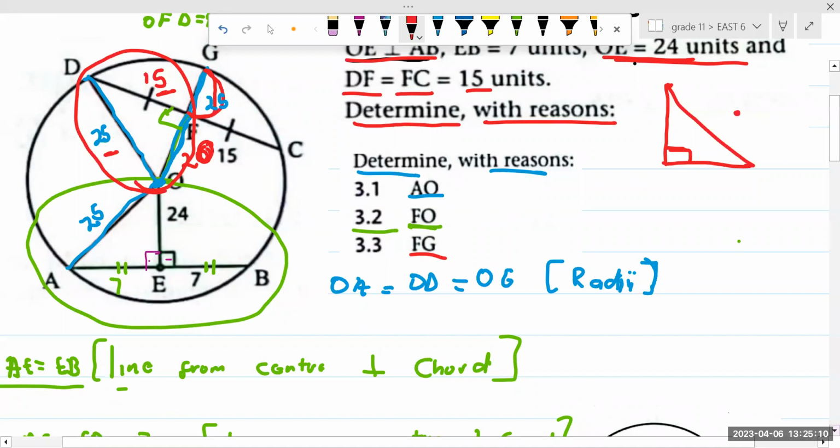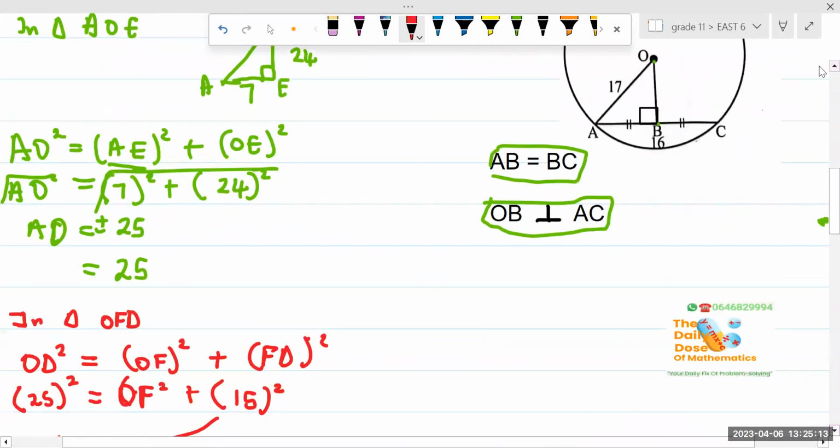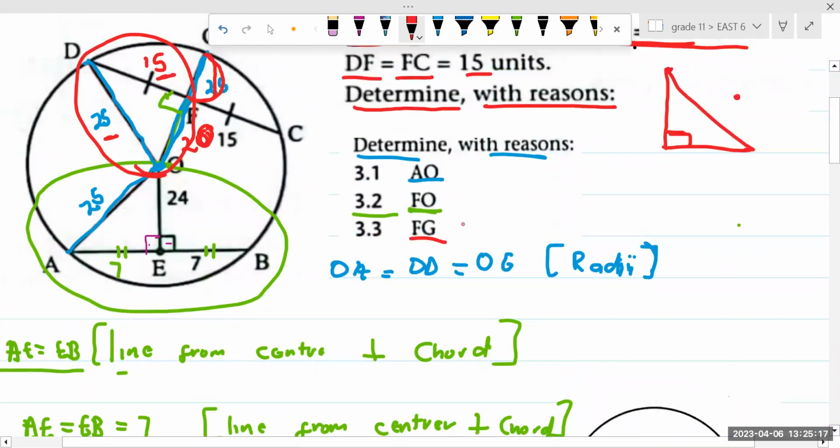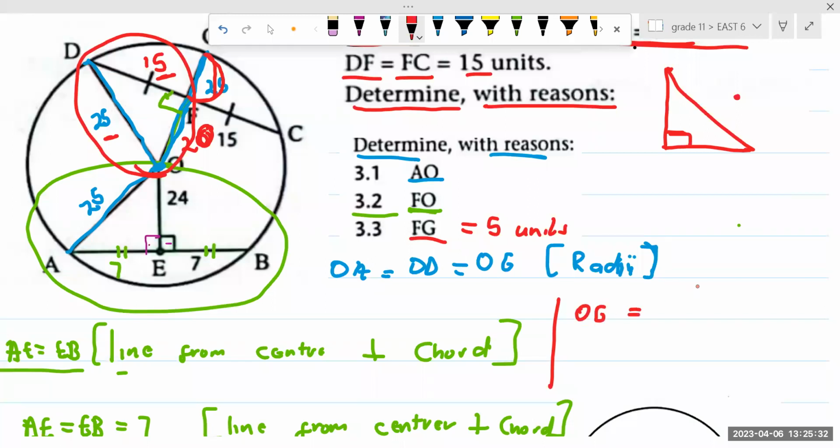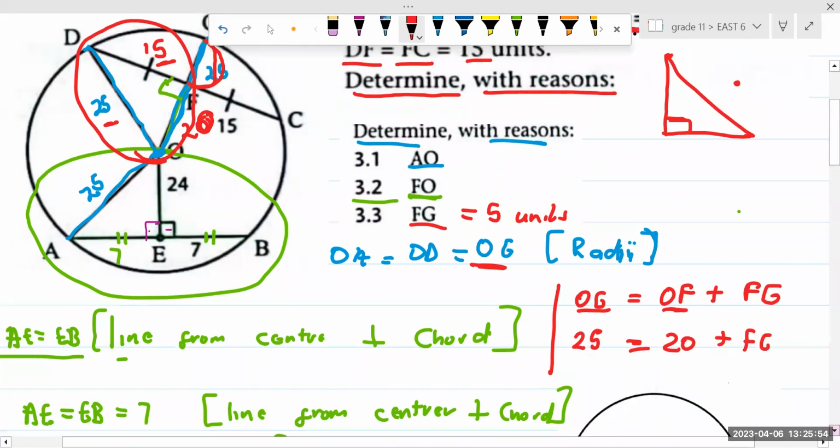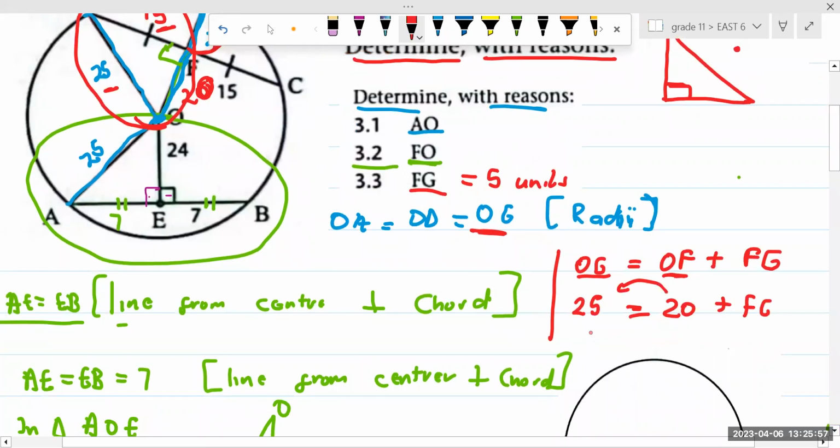Then it means our FG, what is going to be our FG? 5 units. So our FG is going to be equivalent to 5 units. Now, how did we get that FG is going to be 5 units? We said we can get OG by adding OF plus FG. OG is a radius, and we already got one of the radius as the blue line. So this is going to be 25. And then we just calculated OF, which is 20, plus FG. Take the 20 to the other side, and it says 5 is going to be equivalent to FG.